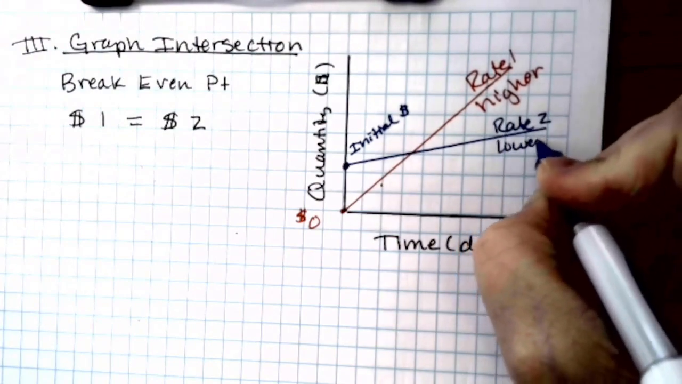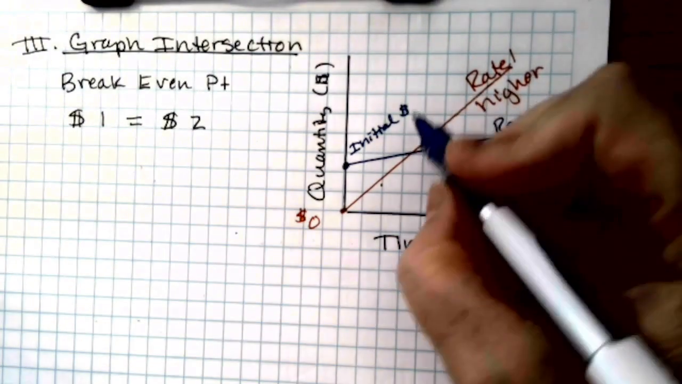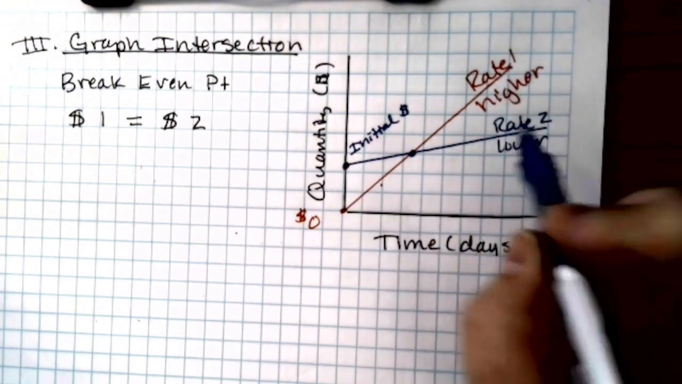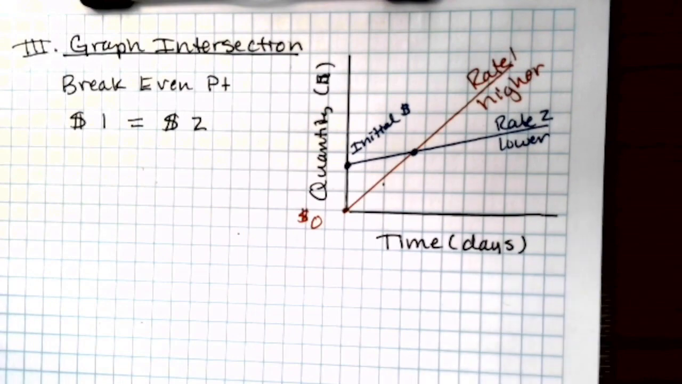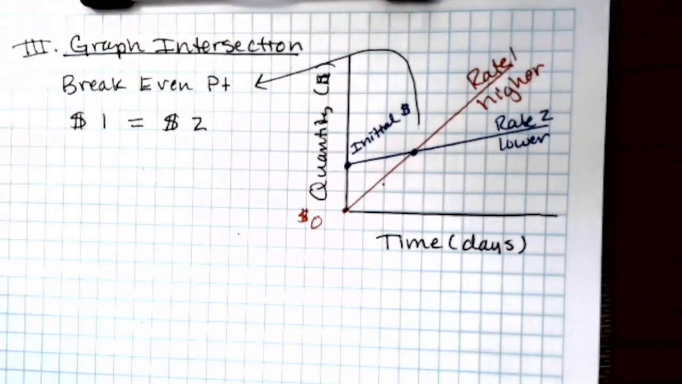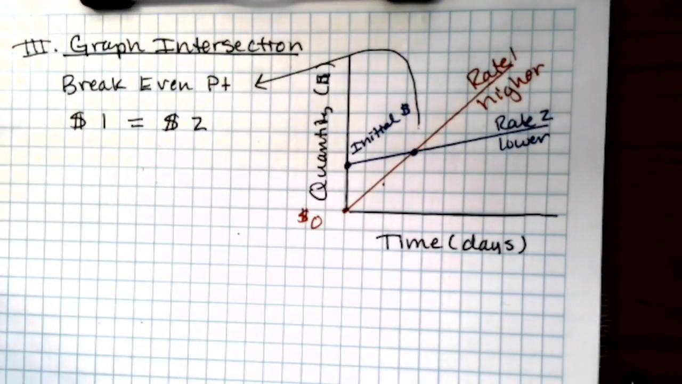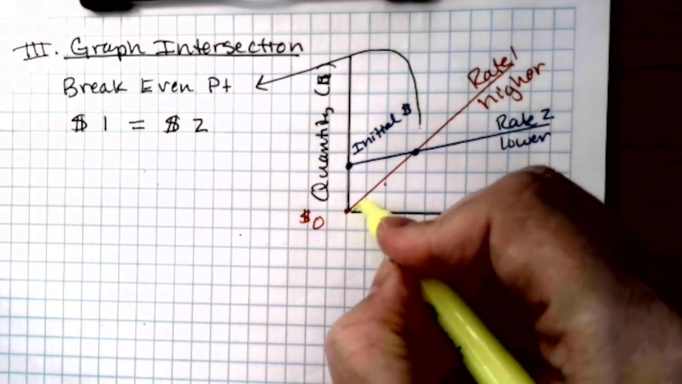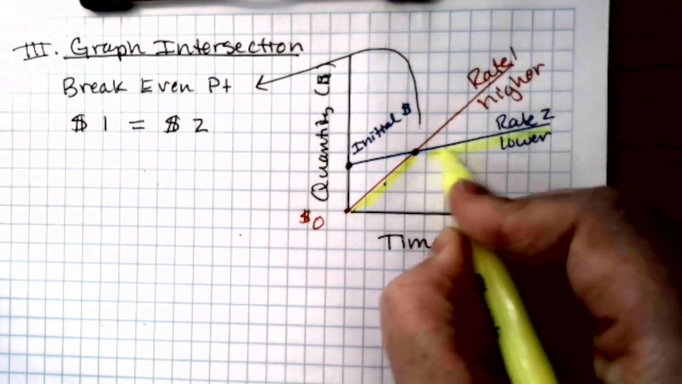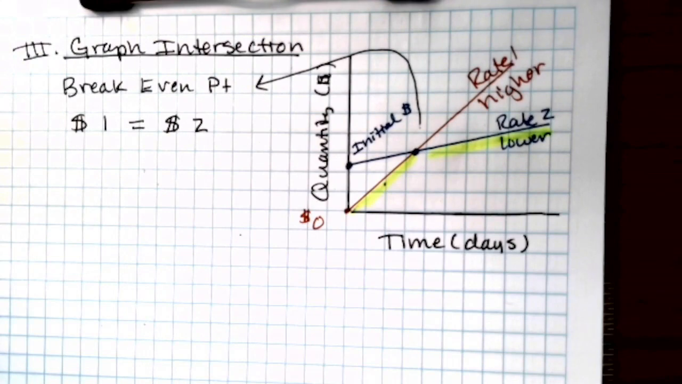It will be lower. So at some point, even though you started with a higher amount of money, the lower rate will actually be a better deal. This little point right here, this is your break-even point. Before the break-even point, you're going to pay less if you don't start with the initial amount. After the break-even point, you're going to pay less with the initial amount invested.